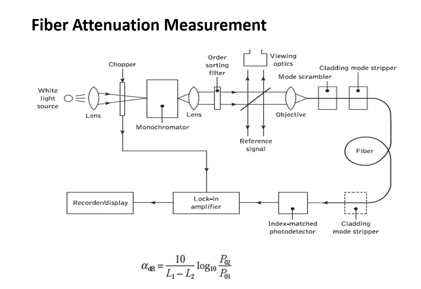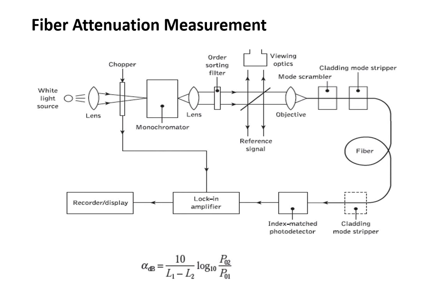After traveling through the fiber for 1 kilometer length, the light reaches the index matched photodetector whose output is given to the lock-in amplifier. So the lock-in amplifier delivers an output P_L(λ) to the recorder or nanovoltmeter. Then the fiber is cut back, leaving typically 2 meters of the fiber, and the experiment is repeated. In this case, the output power is mentioned as P02. The input power is mentioned as P01. This procedure is repeated for other wavelengths also.